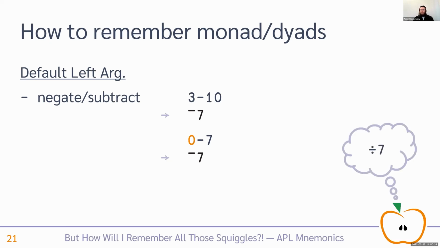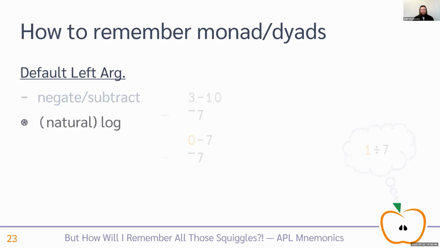And there are others such ones. Say division. The default left argument for a division symbol is a 1, which means that the monadic division symbol is the reciprocal, 1 over some number. Another one that has a default left argument is the log or natural log. So this is the logarithm, the 10 logarithm of 1,000.